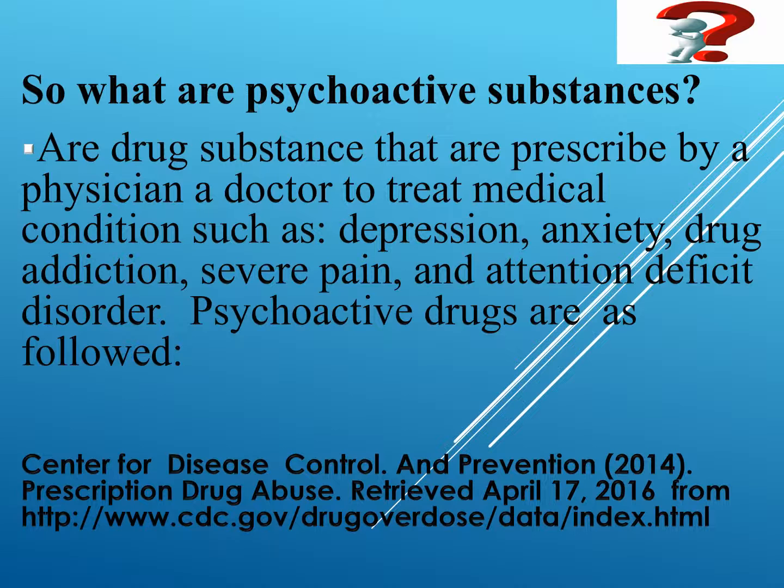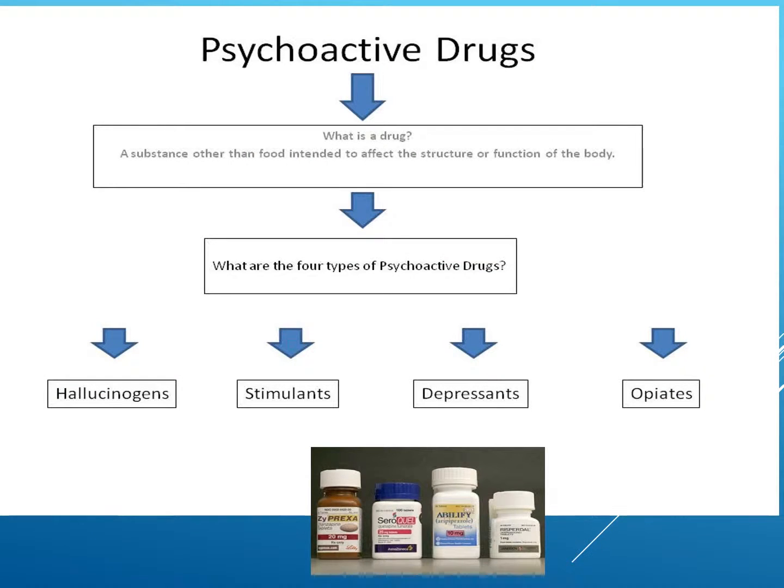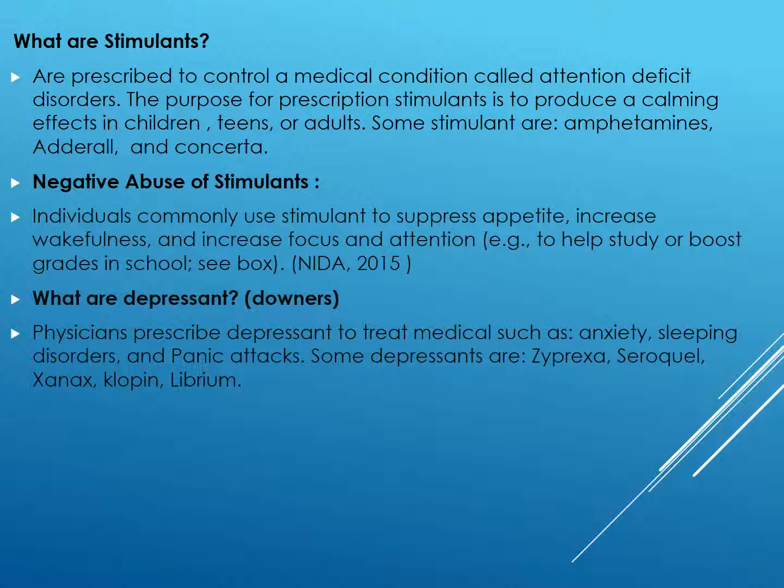Psychoactive drugs, consequently, are subcategorized into 4 different groups, which are as follows. They're either hallucinogens, stimulants, depressants, or opiates. For the purpose of this presentation, I'll go ahead and focus on stimulants, depressants, and opiates.